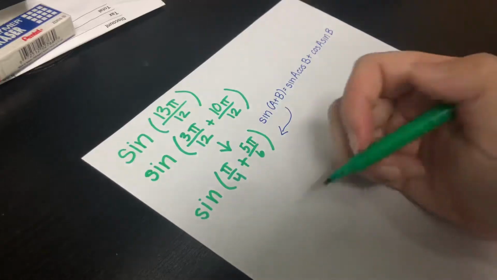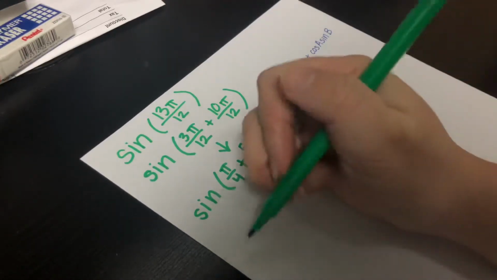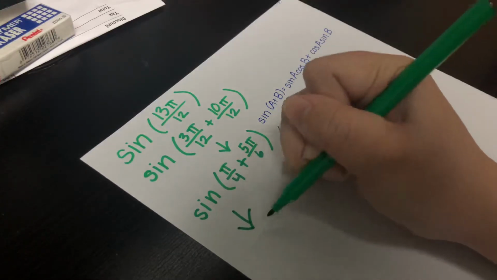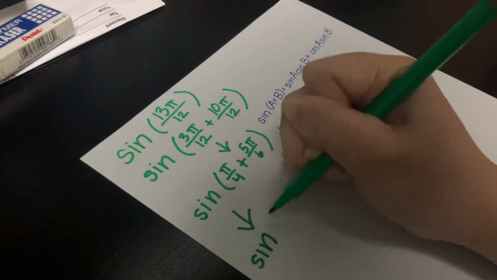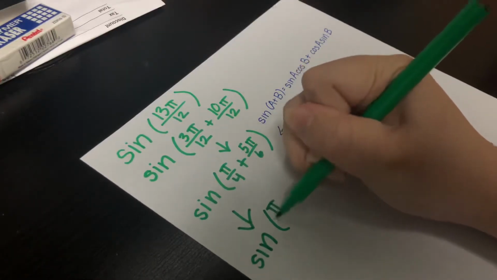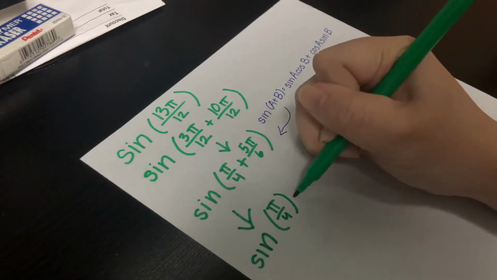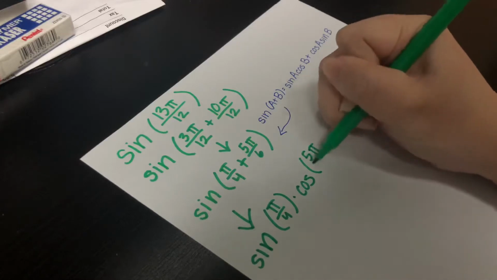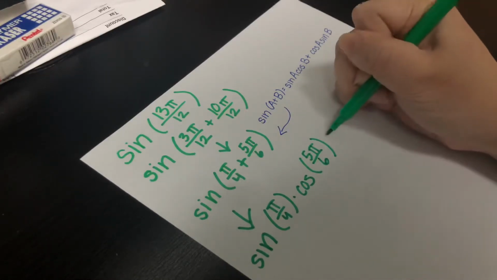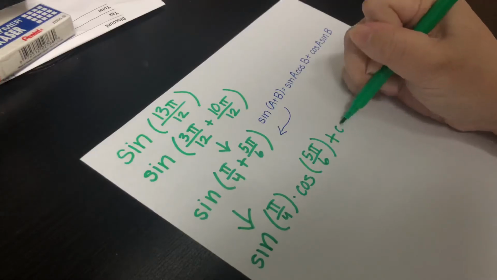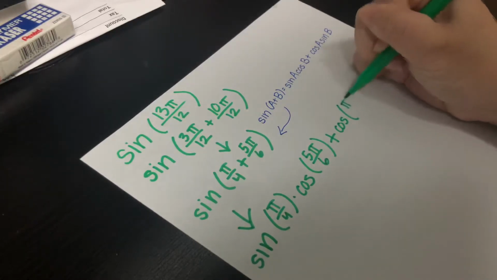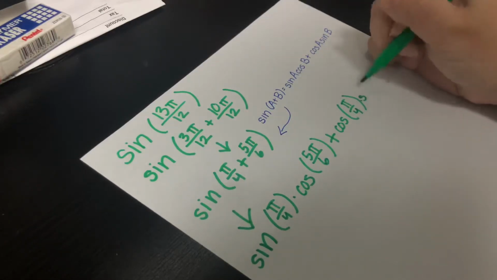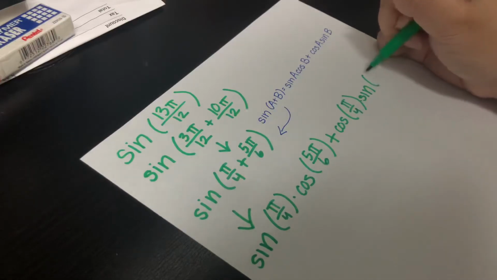So the next step would be using this one as a and b. If we rewrite it, it would look like sine of π/4 times the cosine of 5π/6 plus the cosine of π/4 times the sine of 5π/6.